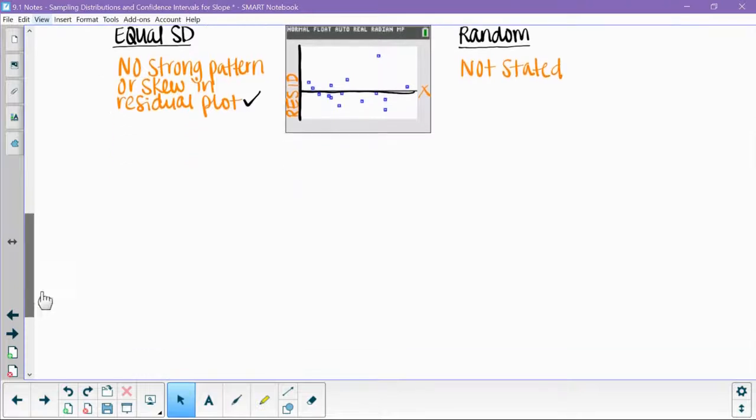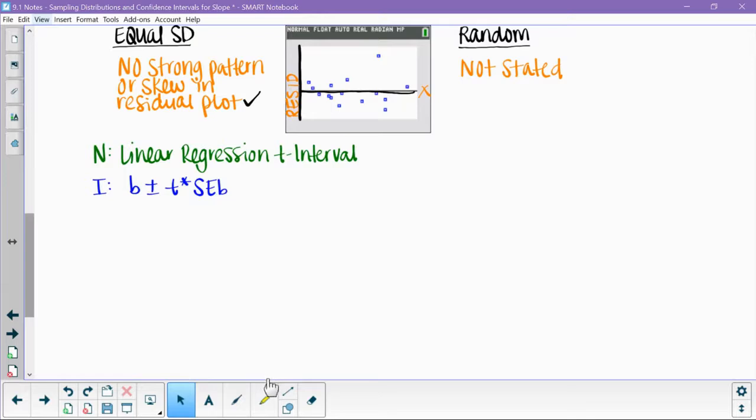We finally finished our conditions. Going to go to linear regression T interval. Going to go into my formula. So with this formula, there's a couple of things I need to find. I need to find b, I need to find t star, and I need to find the standard error. I said this is a long problem. It's because it's a long problem. We will make this much easier on ourselves in just a second.